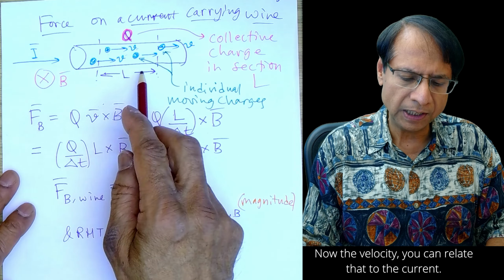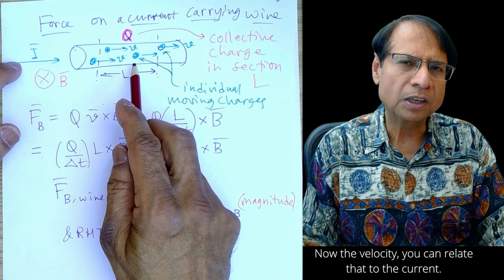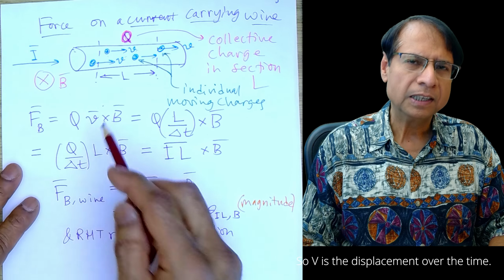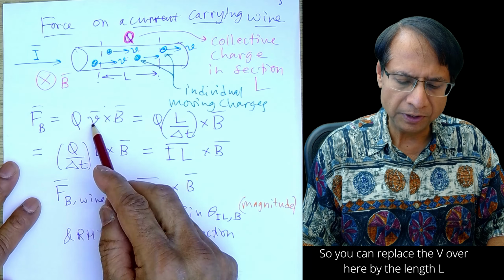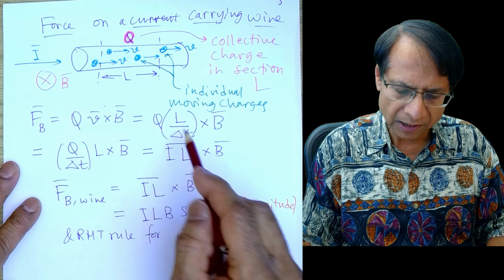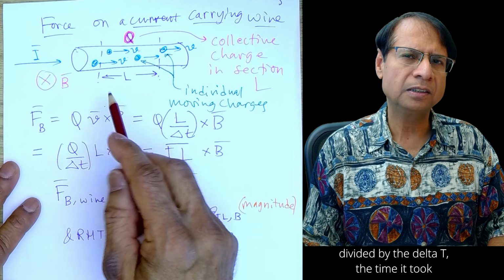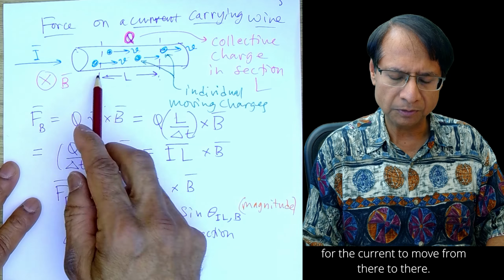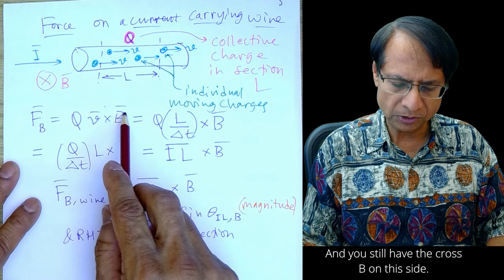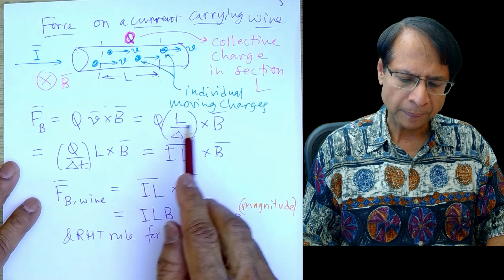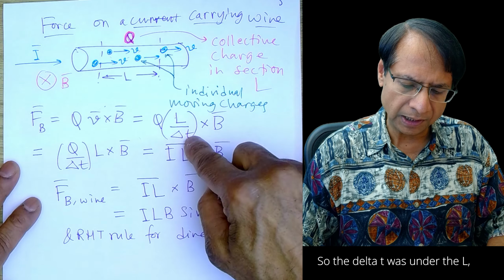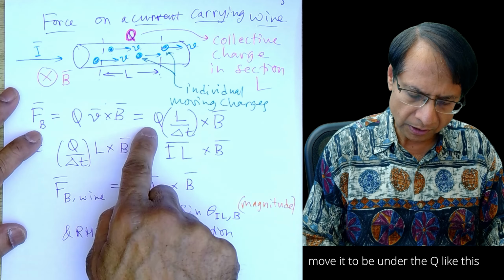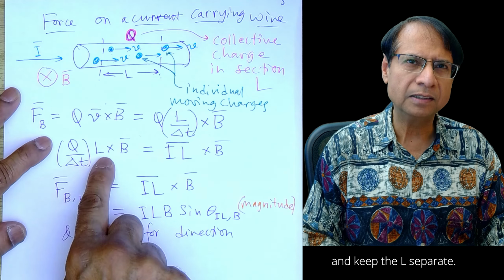Now the velocity, you can relate that to the current. So V is the displacement over the time. So you can replace the V over here by the length L divided by the delta T, the time it took for the current to move from there to there. And you still have the cross B on this side. Now regroup this. The delta T was under the L, move it to be under the Q like this and keep the L separate.